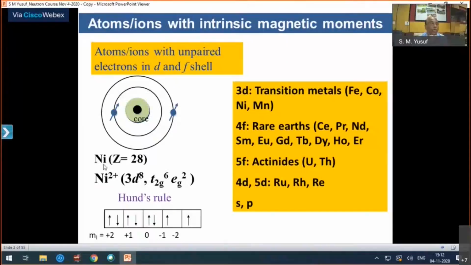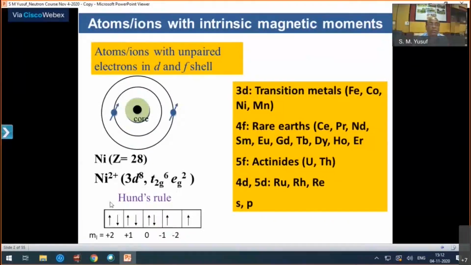For example, what I have shown here is nickel, where Z, the atomic number, is 28, and suppose you are considering Ni2+. Why are you considering Ni2+? Because you can have a nickel-based oxide, for example, NiO. You know oxygen is 2-, so the nickel will be in 2+. That's why 2+ is relevant for the discussion. If you see the electronic configuration, it will come like this, 3d8. In the 3d state, there will be 8 electrons, and those 8 electrons will be distributed like this.